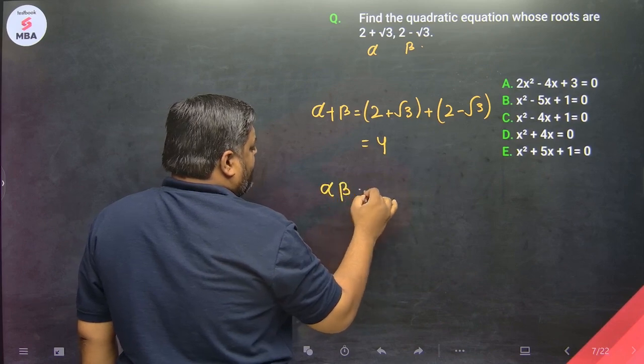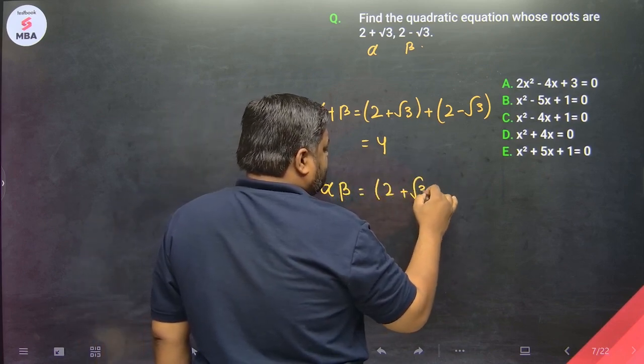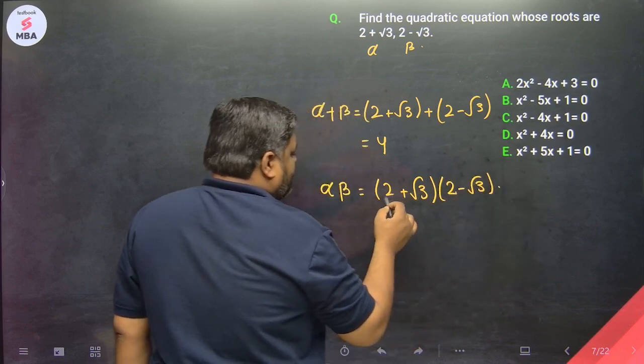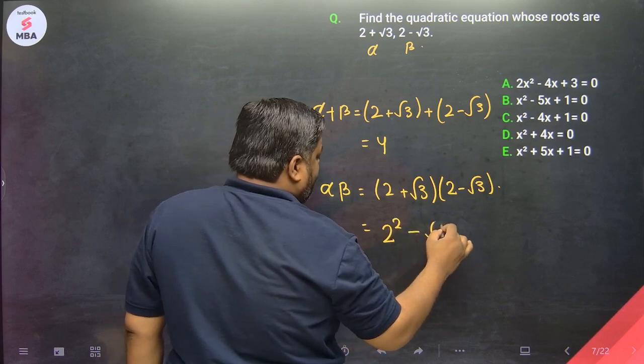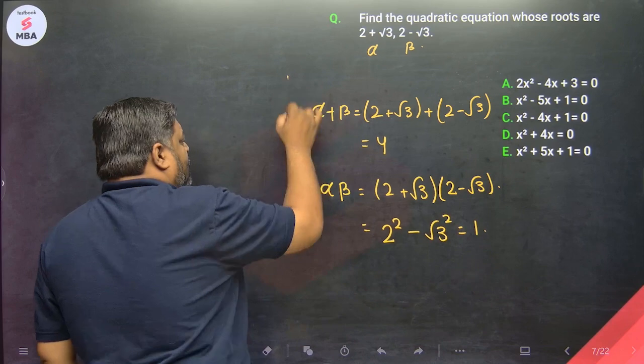What is alpha into beta? Alpha into beta is 2 plus root 3 multiplied by 2 minus root 3. So this is a plus b into a minus b, 2 square minus root 3 square. This is 1. And now what is the equation?